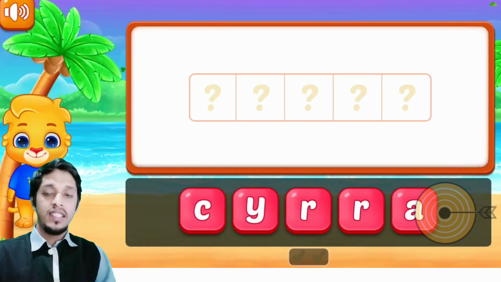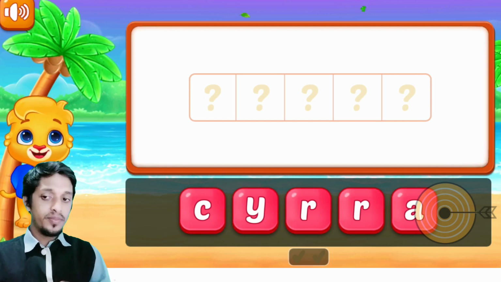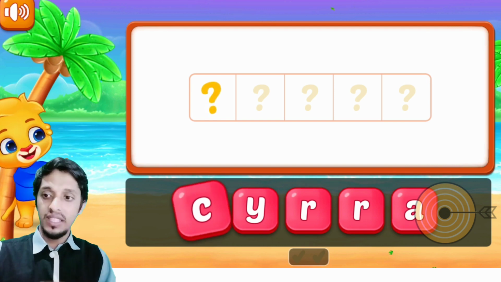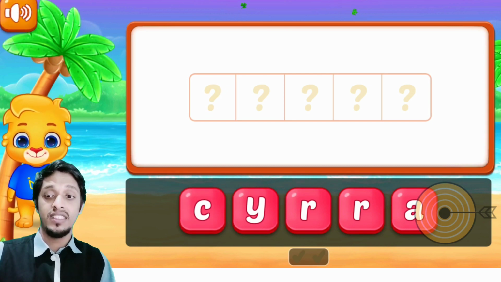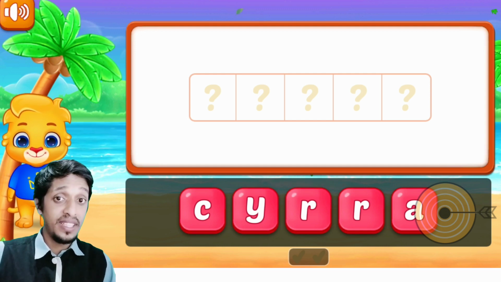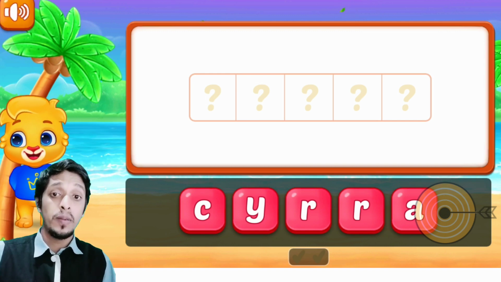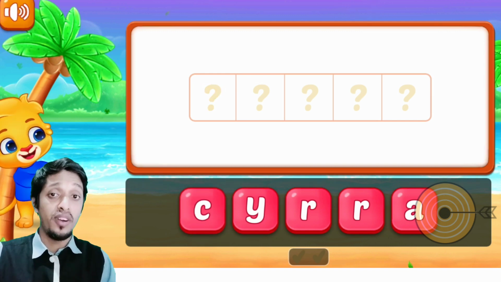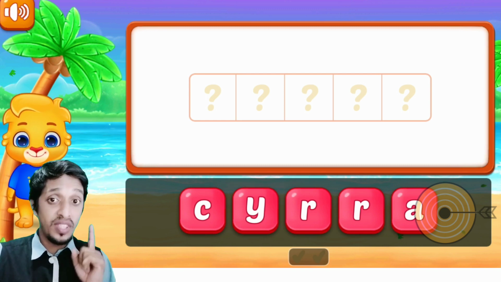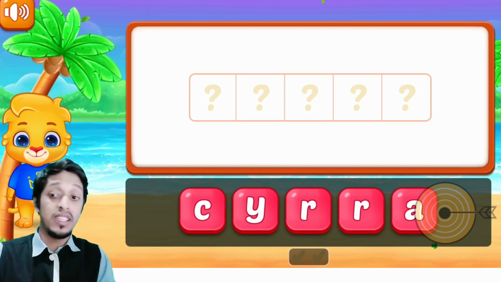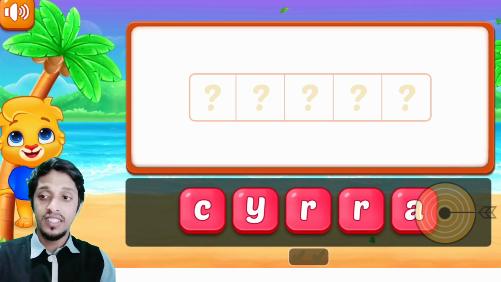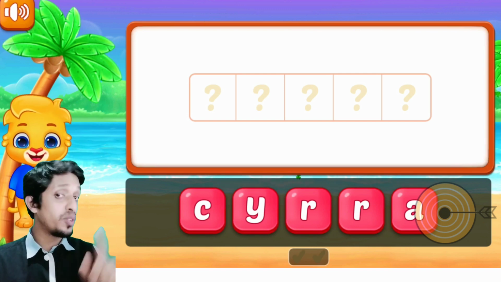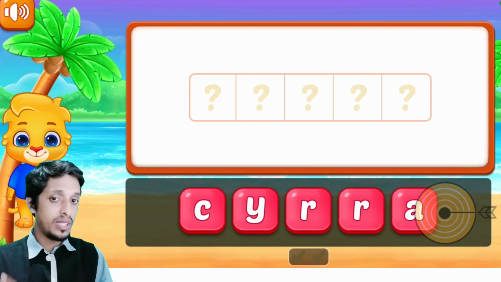See this? This is game number two. Kitty cat will tell you a word. What you want to do is write the word correctly. Try to write: carry. You want to write the word carry. The spellings are there below, but the order is wrong, okay? So you have to hear the word correctly, then use the spellings and put them in the proper order. Carry.